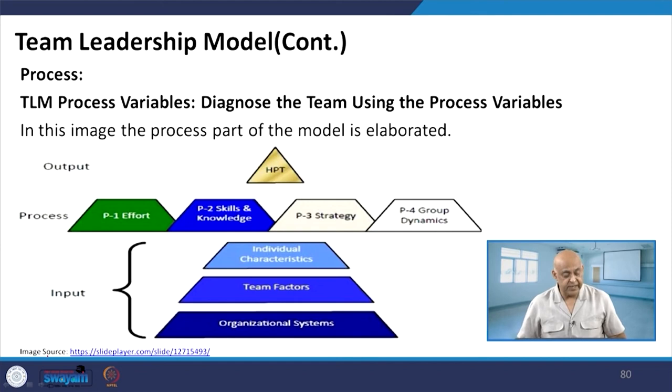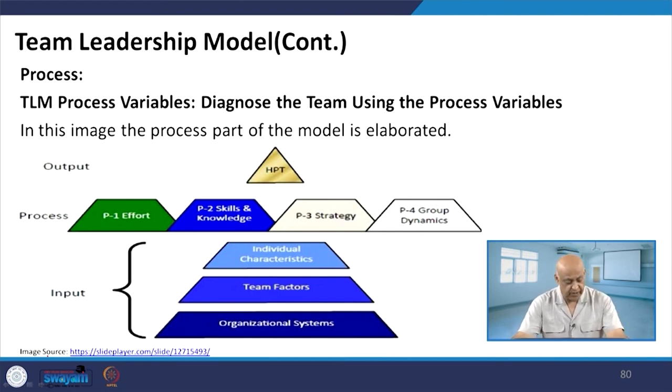And in these individual characteristics, the process will be affected. That's why it is given: effort, skills and knowledge, strategy, and the group dynamics. So in the process, diagnose the team using the process variables.